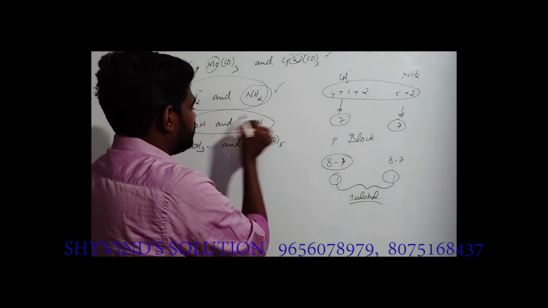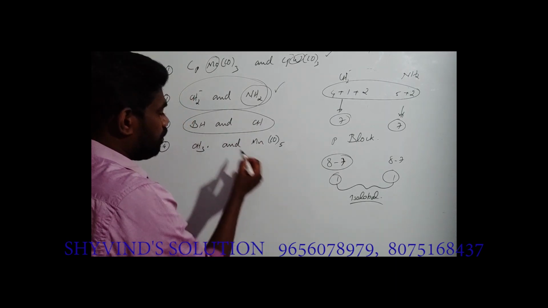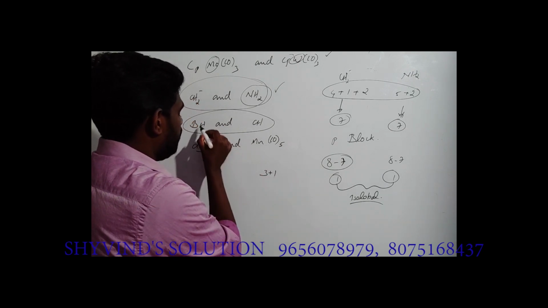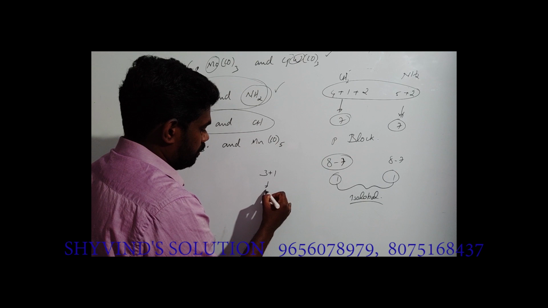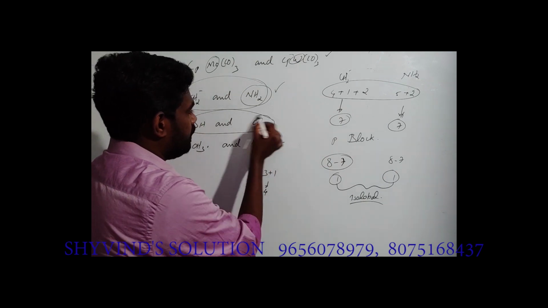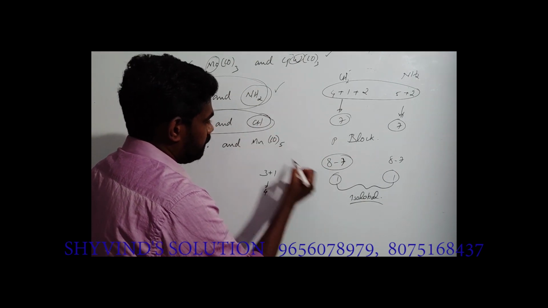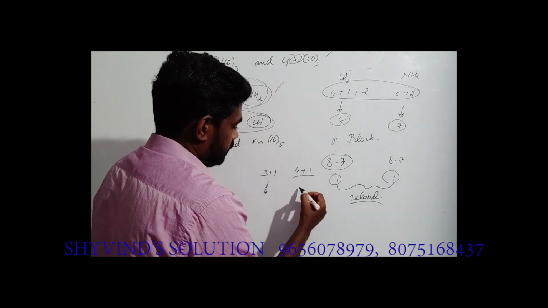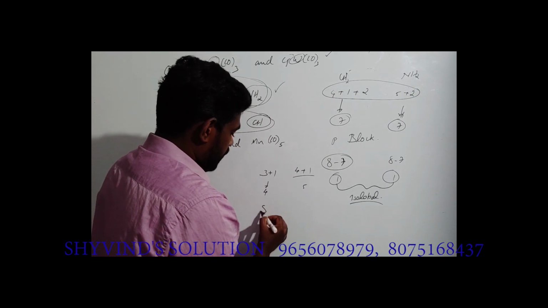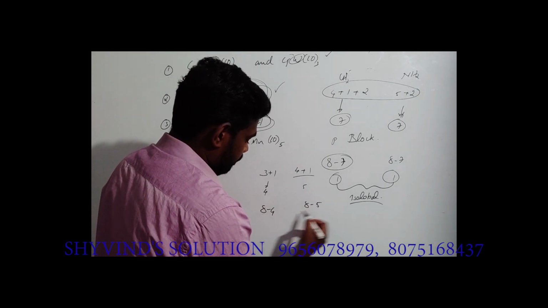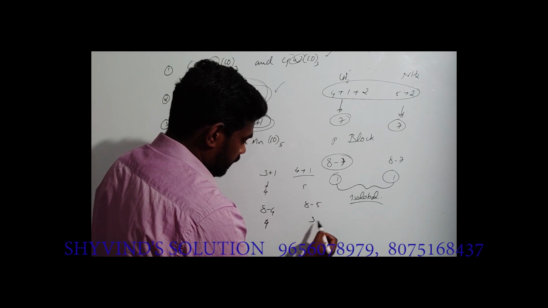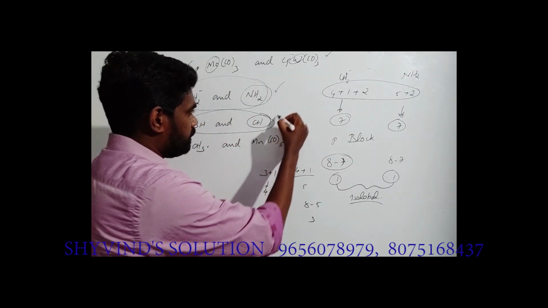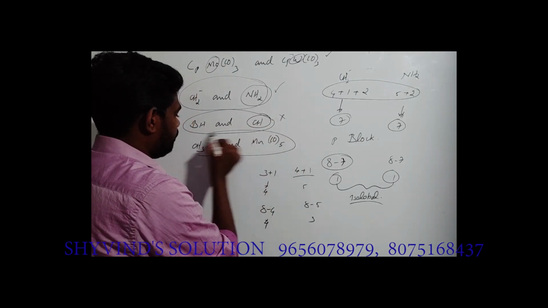What about this one, BH and CH? The number of electrons in boron is 3 plus 1 from hydrogen, so for the BH species it is 4, and for the CH species, carbon has 4 and hydrogen 1, so it is 5. So 8 minus 4 and 8 minus 5, we will get 4 and 3. These two are not equal, so they are not isolobal species. So this is wrong.